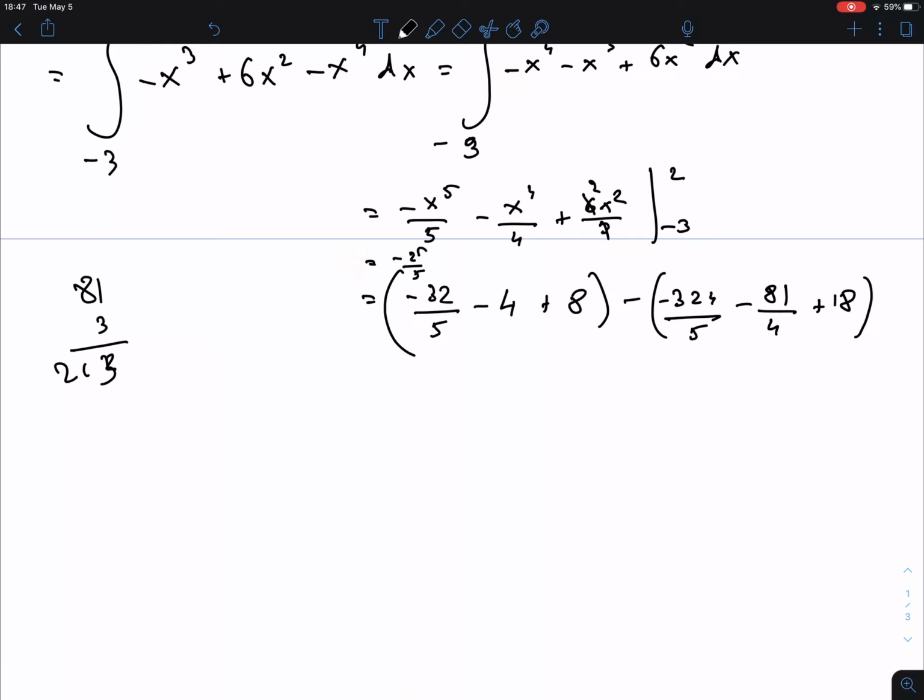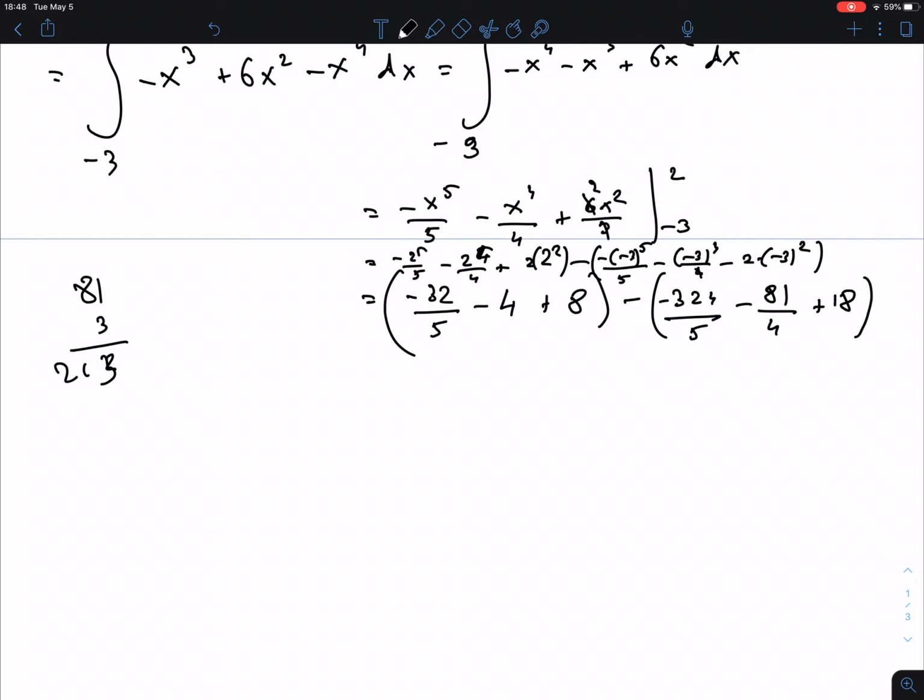2 to the fifth over 5 minus 2 to the fourth over 4 plus 2 times 2 squared, minus 3 to the fifth over 5 minus 3 to the fourth over 4 plus 2 times minus 3 squared. If you do this, it's fine, but I worked it out a little bit. I don't want to simplify it.